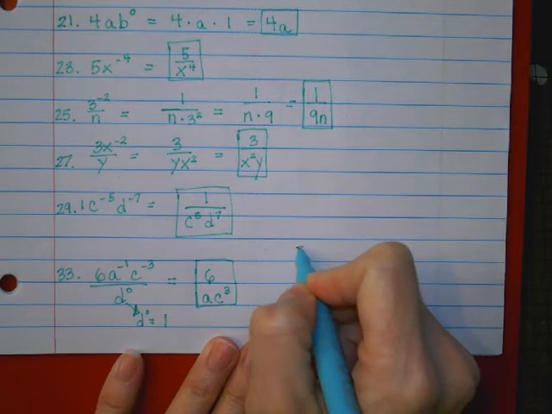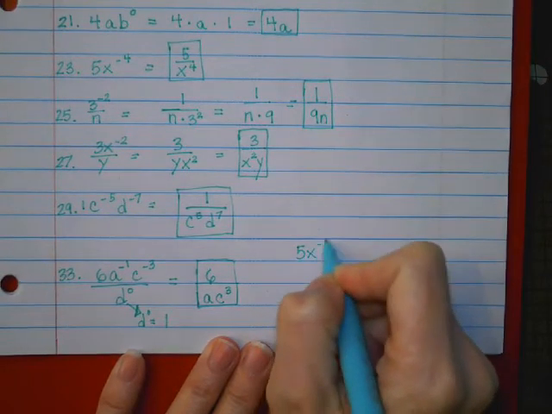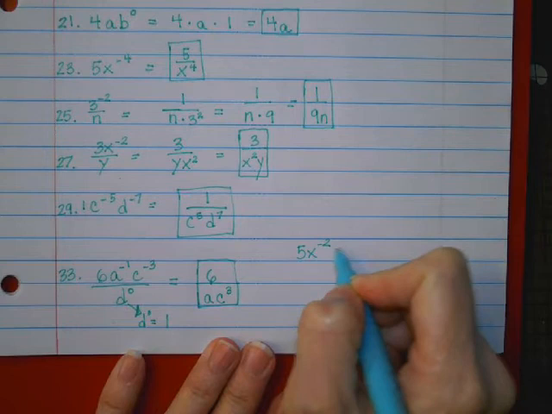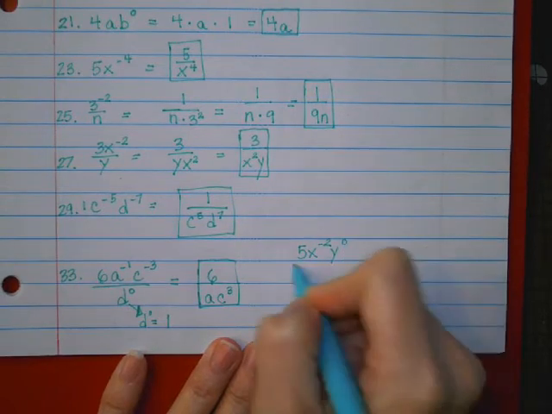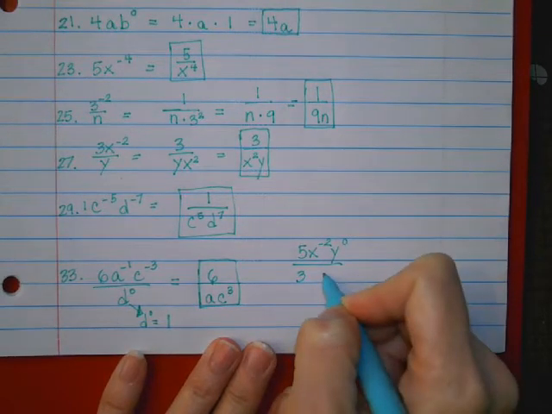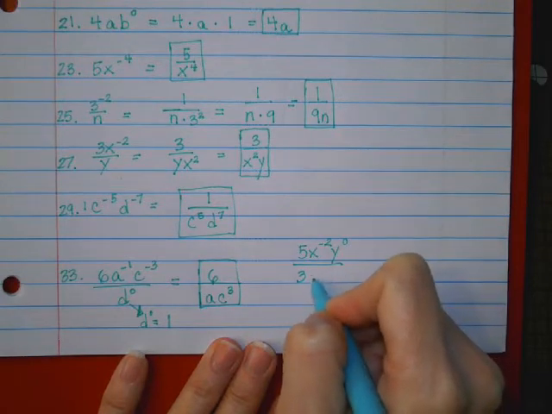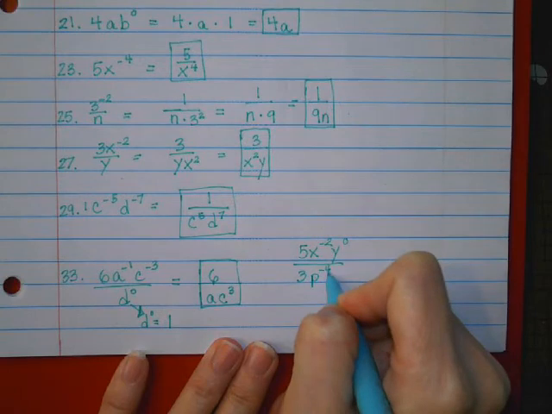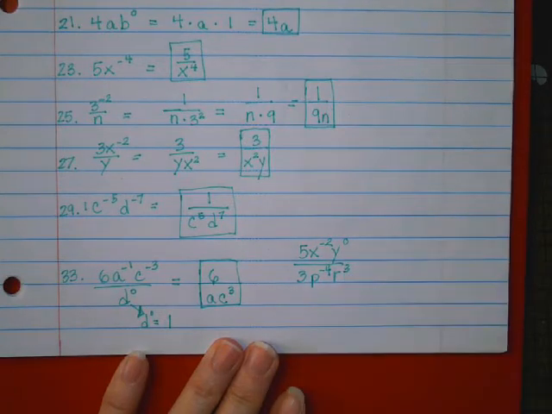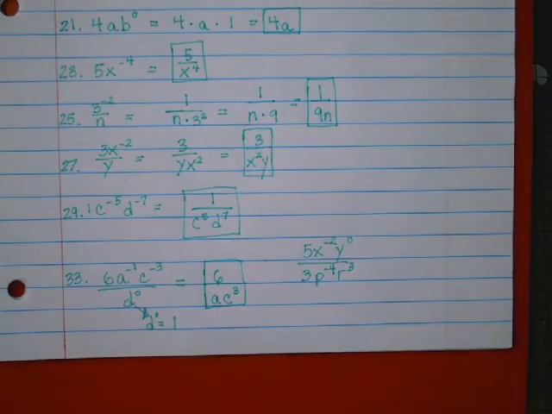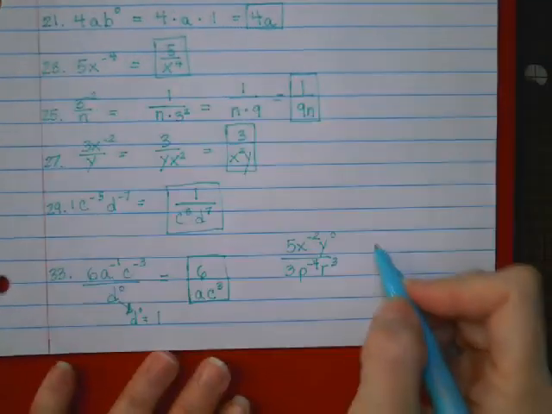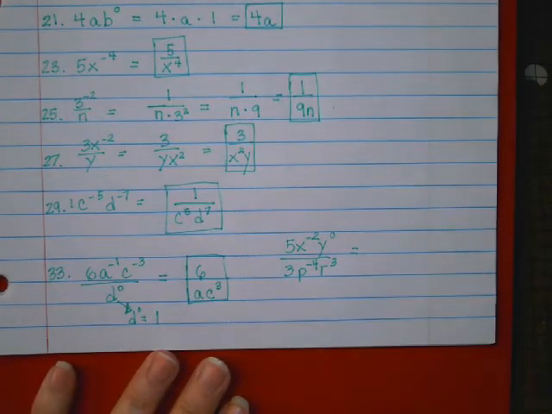Let's do 5x to the negative 2, y to the 0 power over 3, and let's do p to the negative 4 and r to the 3. All right, so I'm giving you a toughie. Oh, you like this one, don't y'all? I'm stretching your brain, but that's all right.